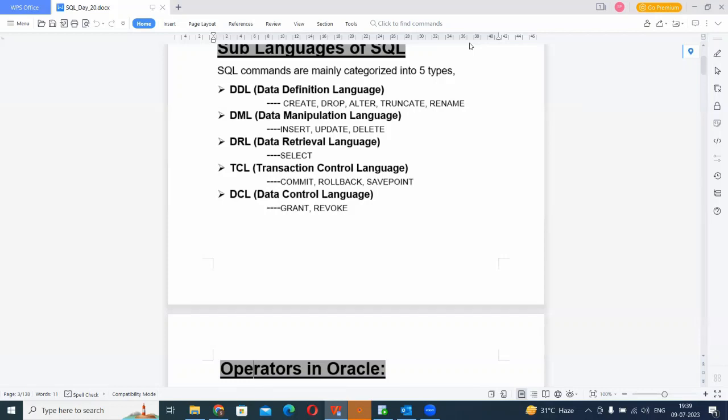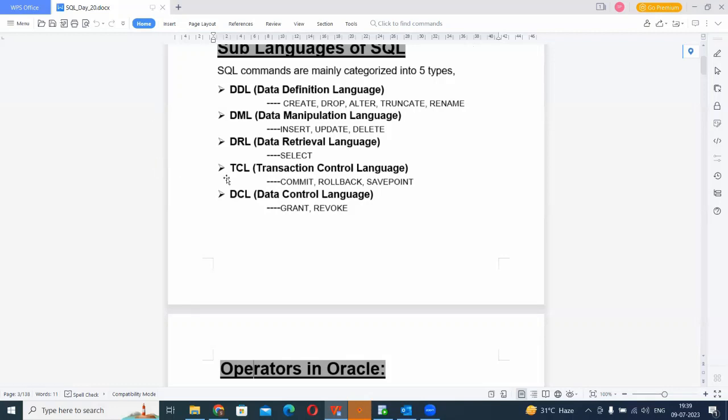And then next I have Data Manipulation Language. What are the commands that fall into the category of DML? They are insert, update and delete. These are the commands that fall into the category of DML. Don't bother about these things, guys. I'll be showing you a working example of each and every command.